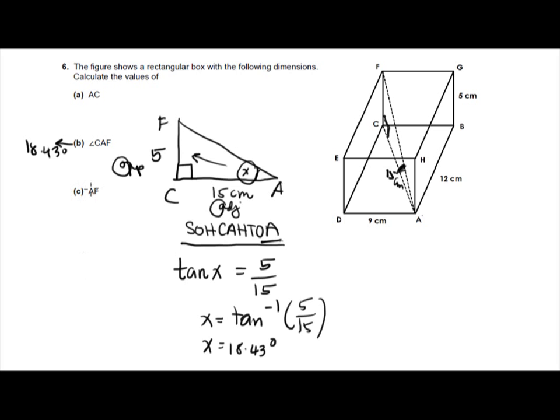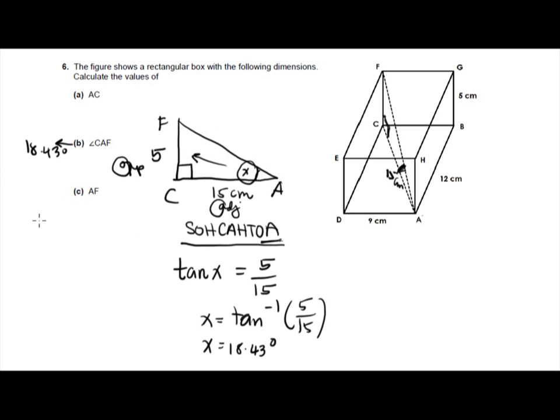We want to find FA or AF. Good for us, AF is also part of this triangle. We are given that this is 5 and this is 15, and this is 90 degrees. So all we have to do is use the Pythagorean theorem to find AF.